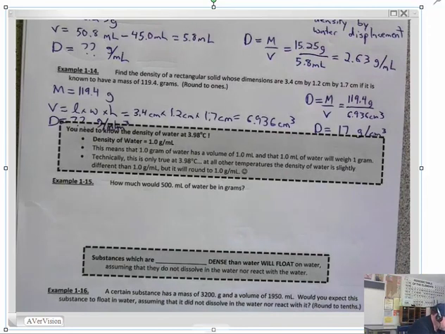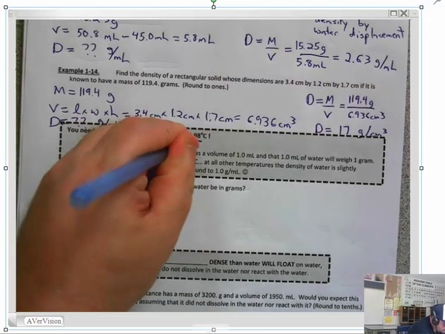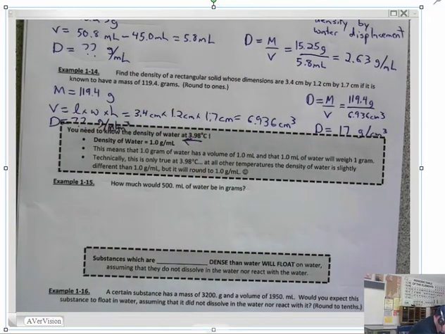You need to know the density of water at 3.98 degrees. Density of water is 1. Okay? Technically, if you affect the temperature, it changes the density slightly. Okay? Because remember, if you go below that temperature, it's really ice. And ice tends to float on water. If you go above, it becomes gas, and that usually is less dense than liquid water.